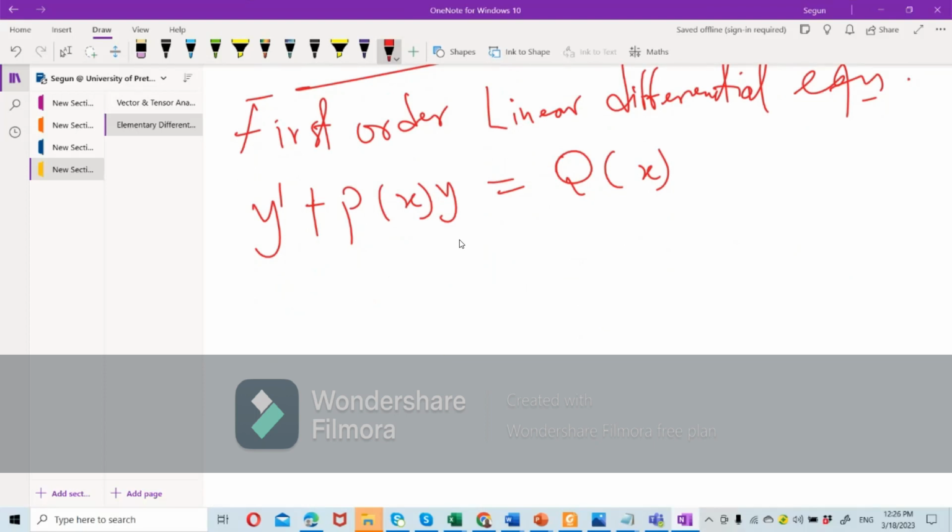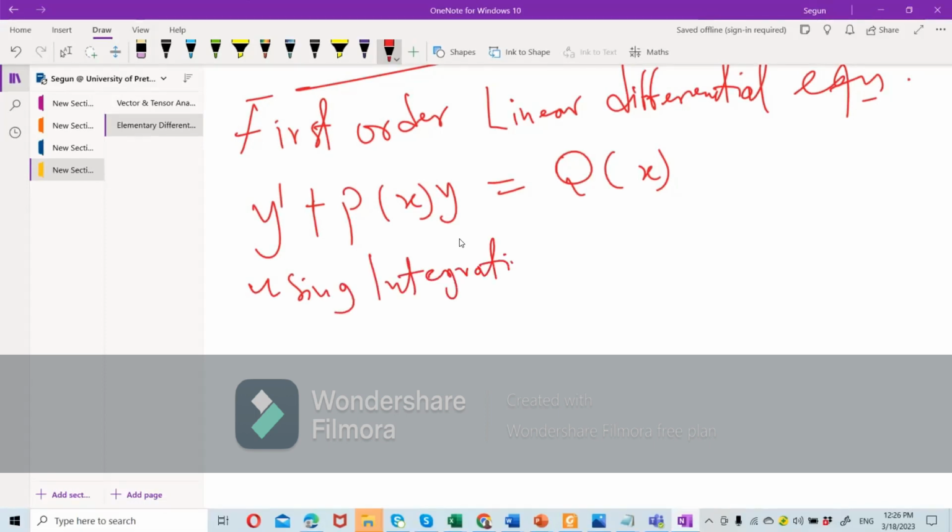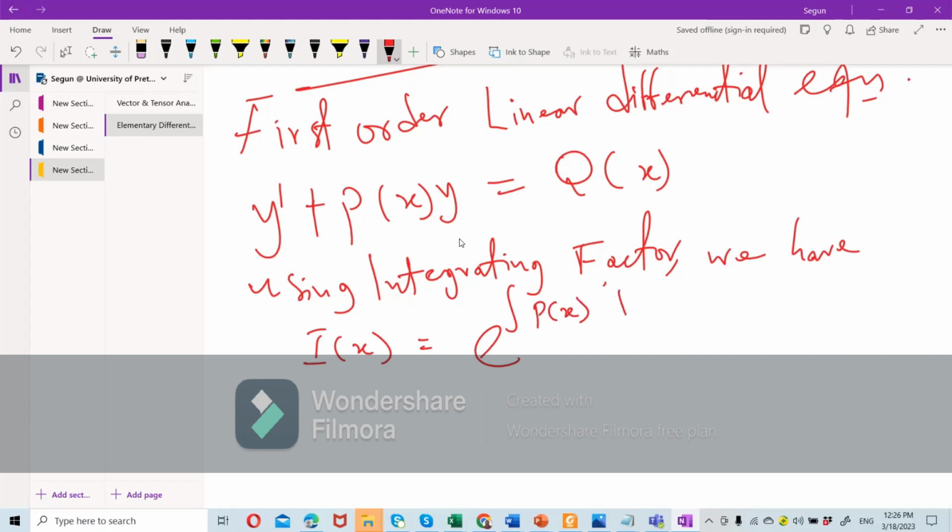In this case now, we want to use what we call integrating factor. We'll introduce integrating factors. From the integrating factor, it will help us to be able to solve as many problems as possible. Now let's proceed, using integrating factor. We have I of x equal to the exponential of the integral of p of x dx.